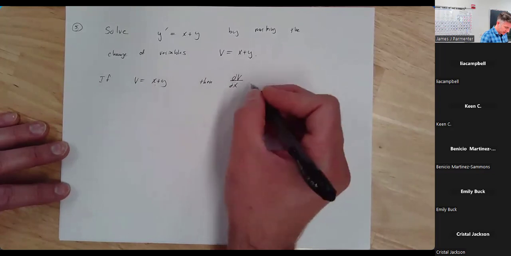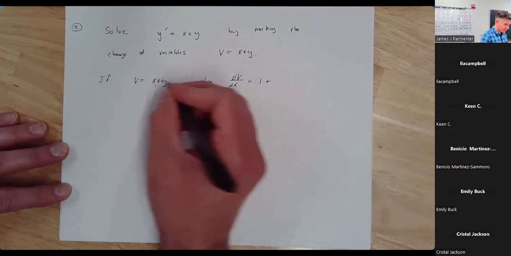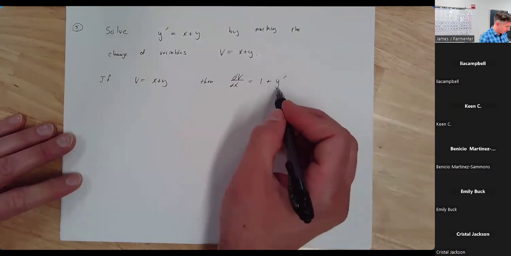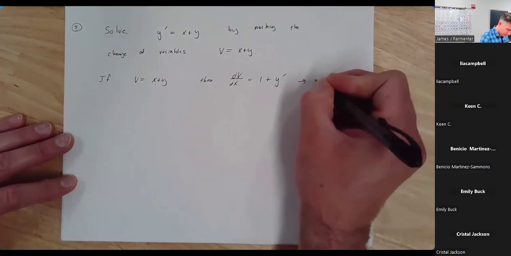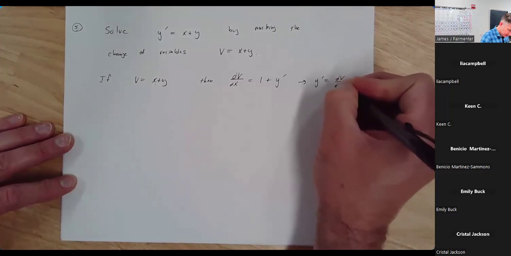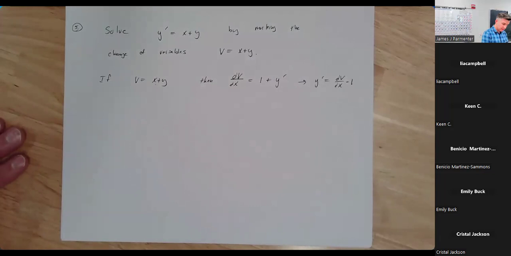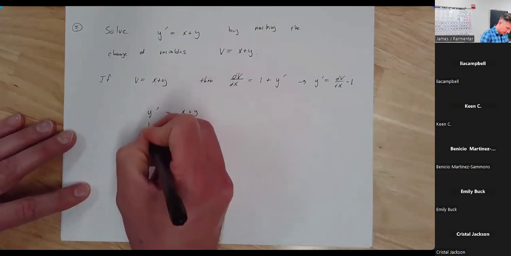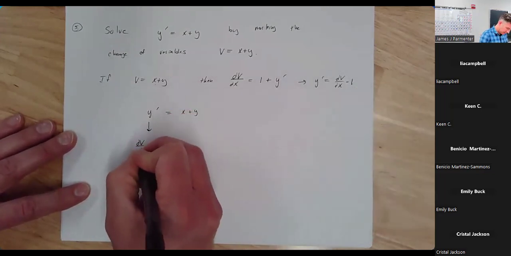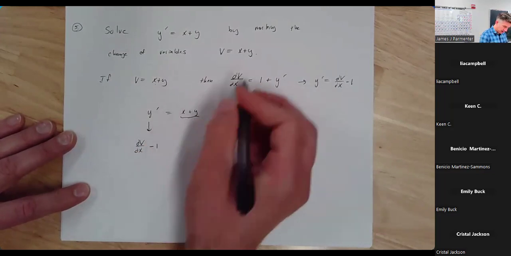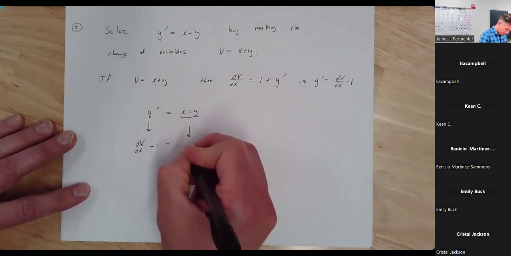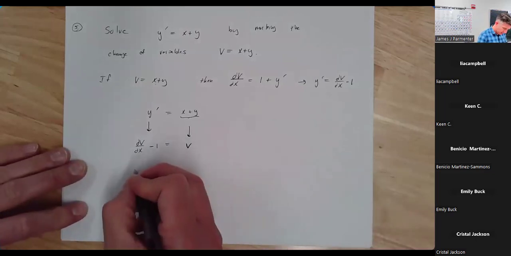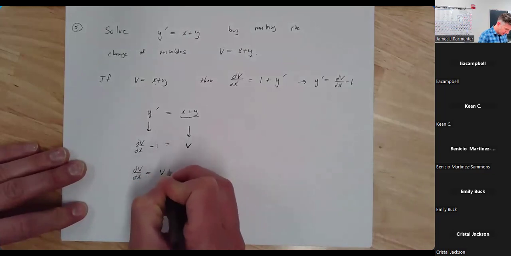If you take the derivative of this, the derivative of x is 1. The derivative of y is the derivative of y. And then we can isolate y prime and say that y prime is equal to dv dx minus 1. So if we start substituting things in, our y prime equal to x plus y, well, y prime becomes dv dx minus 1, and our x plus y is what we chose v to equal. That's going to equal v. And then this is not super terrible. We can say that dv dx is equal to v plus 1.